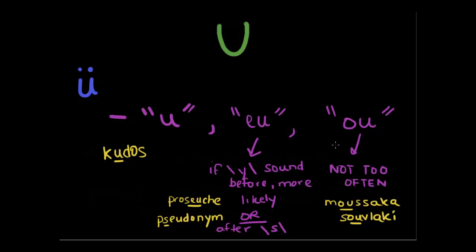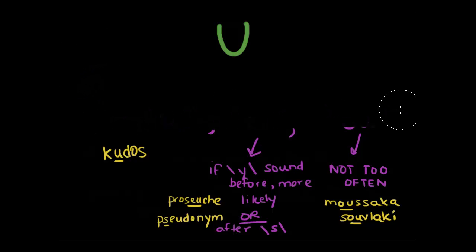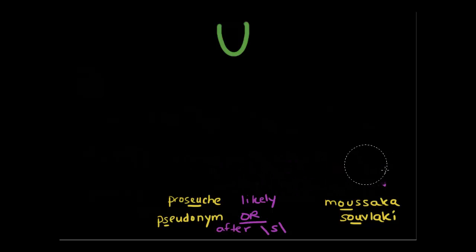The best thing to do would be to look at all the Greek words that have OU and then study up on those. Then you'd just be left with U and EU to figure out. Okay, so that's the long U with two dots. And now we're going to move on to the Y with the U with two dots. Basically, it's kind of like a continuation of this sound.